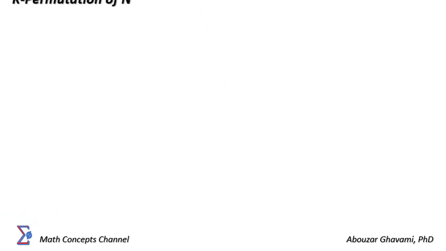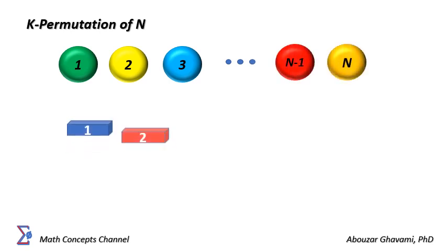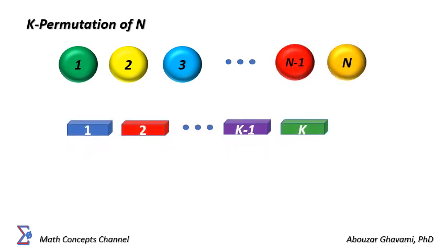In this video, we find k permutation of n, that is the number of ways we can put n distinct objects in k different places without object repetition.